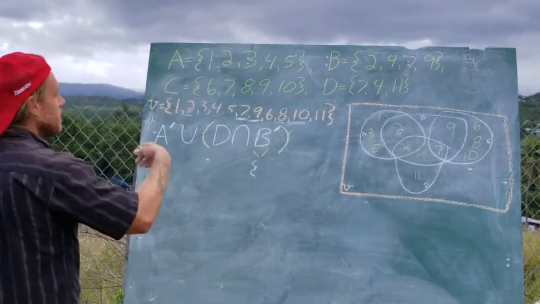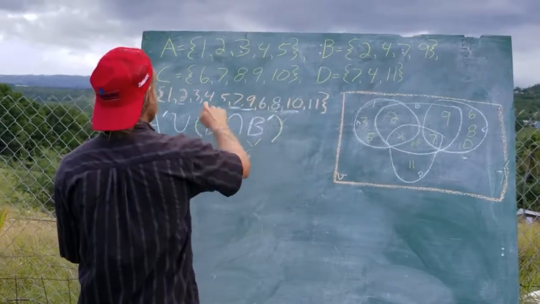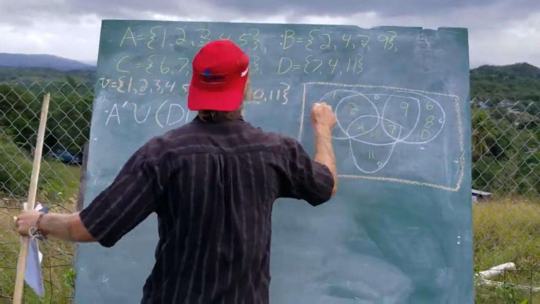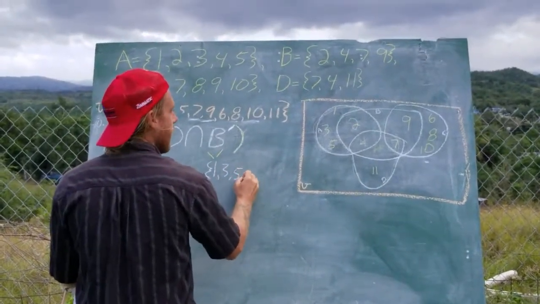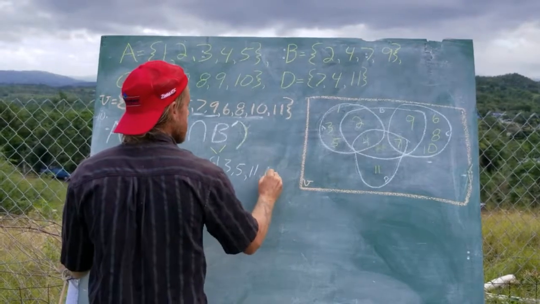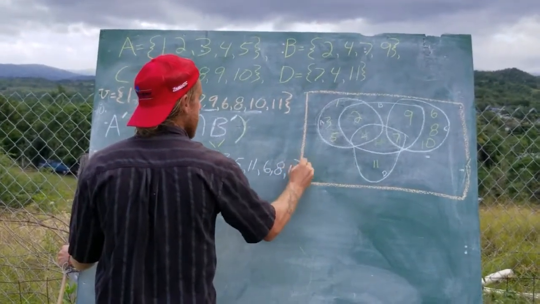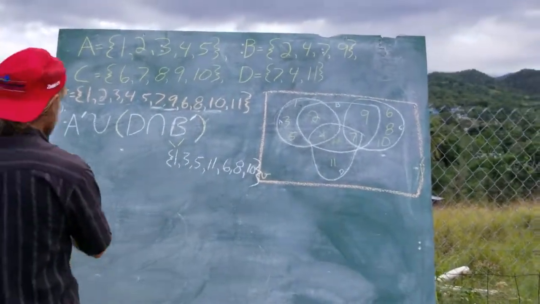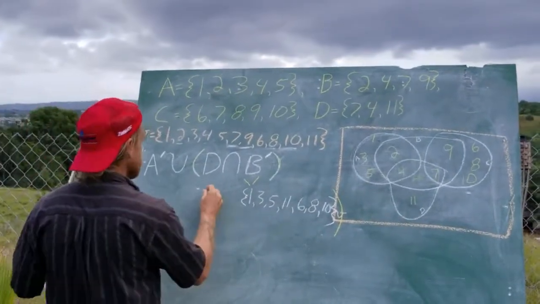All the elements in the universal set not in B. So all of the universal set with the exception of 2, 4, 7, and 9, or up here with the exception of B. So we have the elements 1, 3, 5, 11, 6, 8, and 10. All right. Let's bring the rest of our work down.